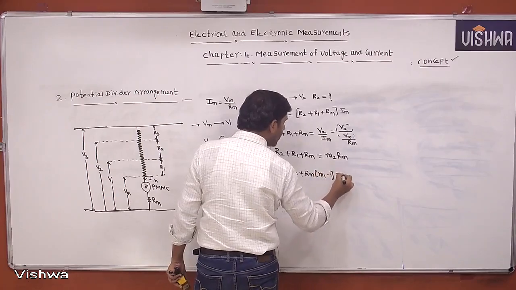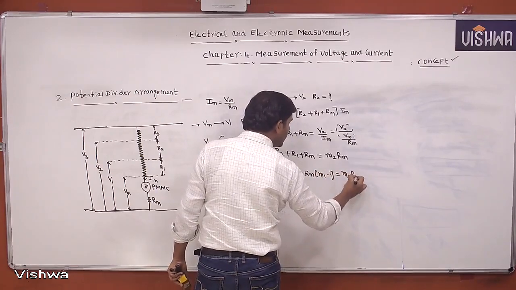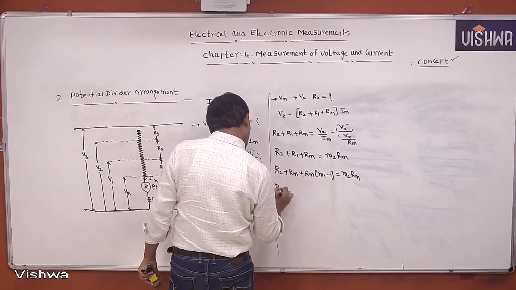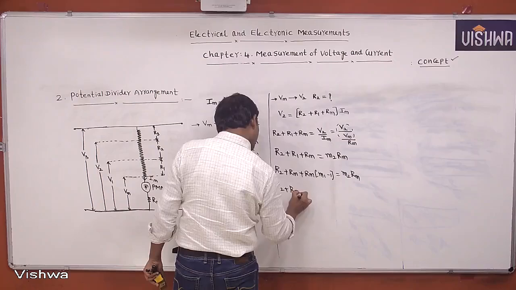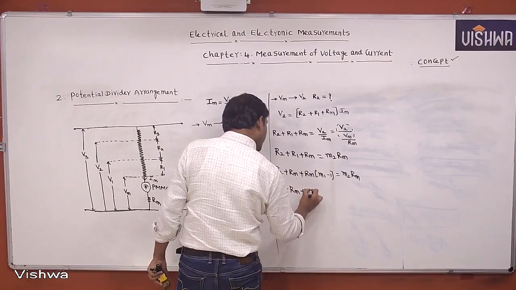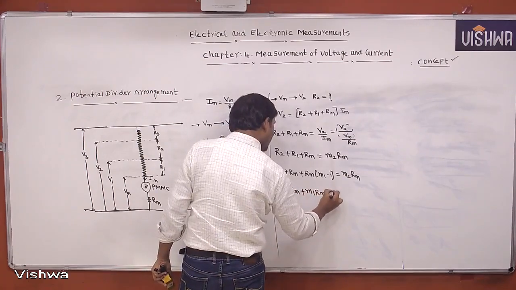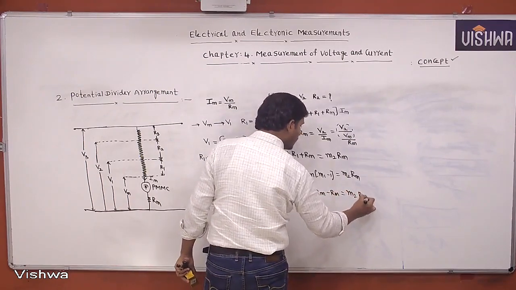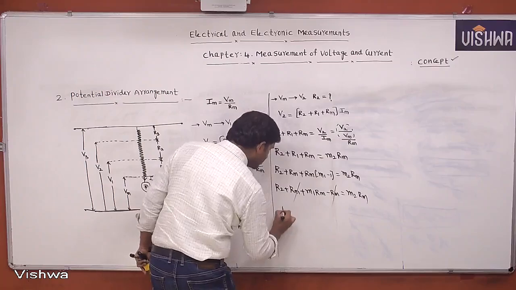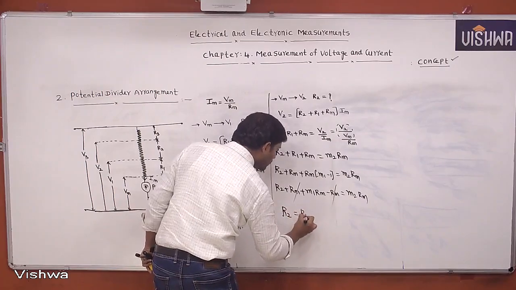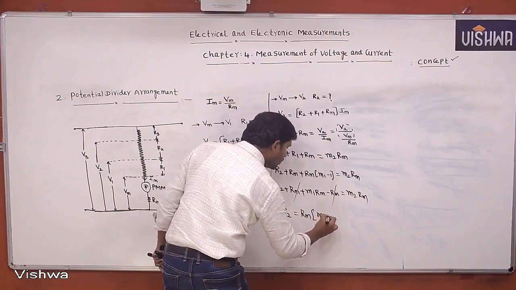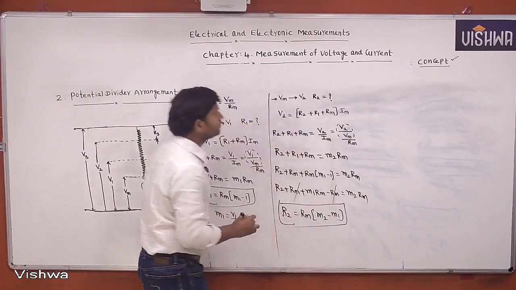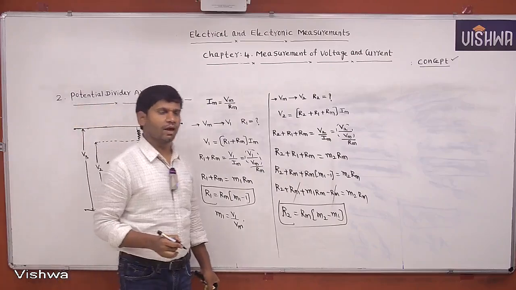To get the standard formula, I am writing it like this: M2 into Rm. Then you simplify this. R2 plus Rm plus M1 into Rm minus Rm is equal to M2 into Rm. Minus Rm plus Rm cancel. R2 equals Rm into M2 minus M1. This is the design of R2. Like this we can design R2.